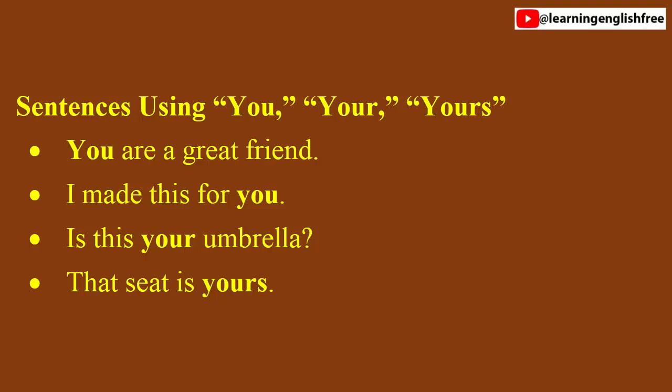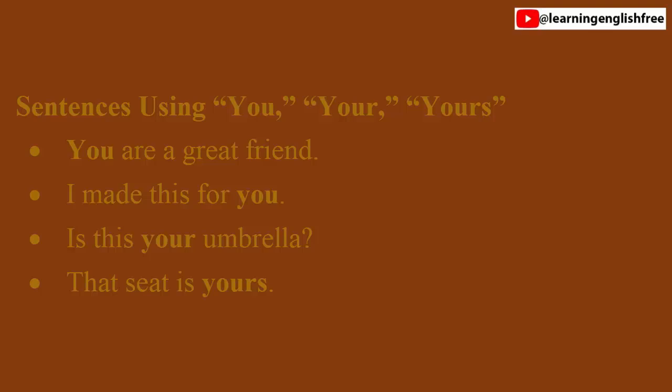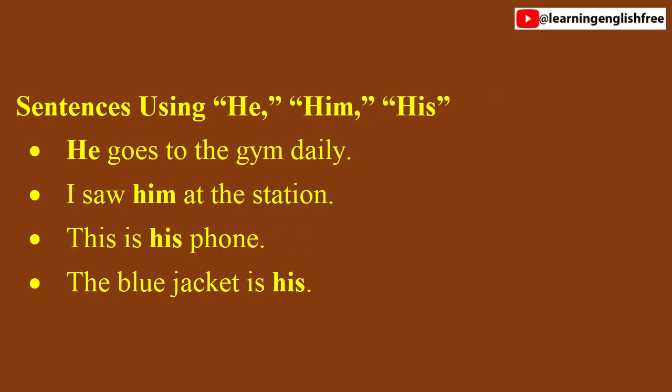Sentences using you, your, yours. You are a great friend. I made this for you. Is this your umbrella? That seat is yours. Sentences using he, him, his. He goes to the gym daily. I saw him at the station. This is his phone. The blue jacket is his.